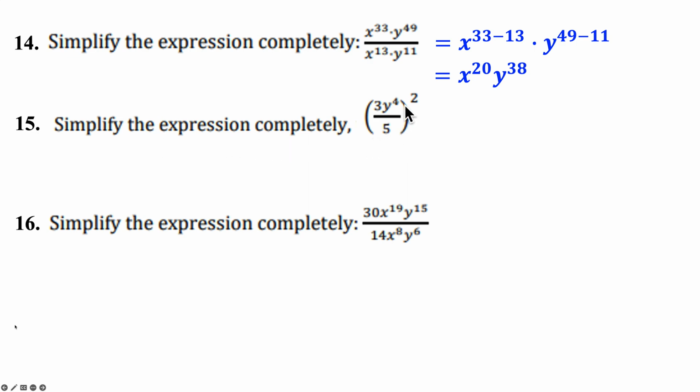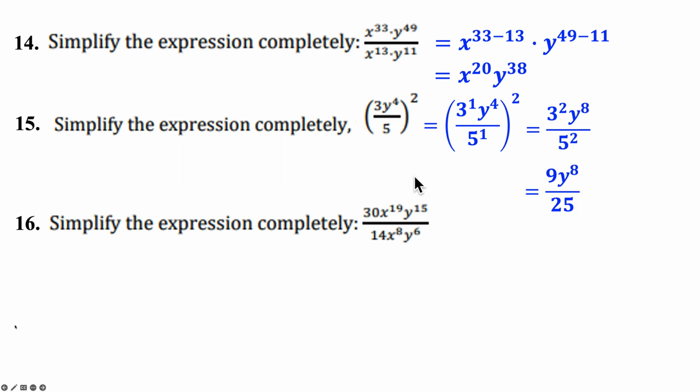15, here we again, power to a power, but no exponent on the 3 and the 5. Make sure you put them there. The 2 can only be multiplied to the powers. 3 to the 2nd power, 2 times 1, 2 times 4, y to the 8th, 2 times 1, 5 squared. Simplify those numbers. 3 squared is 9, 5 squared, 25.